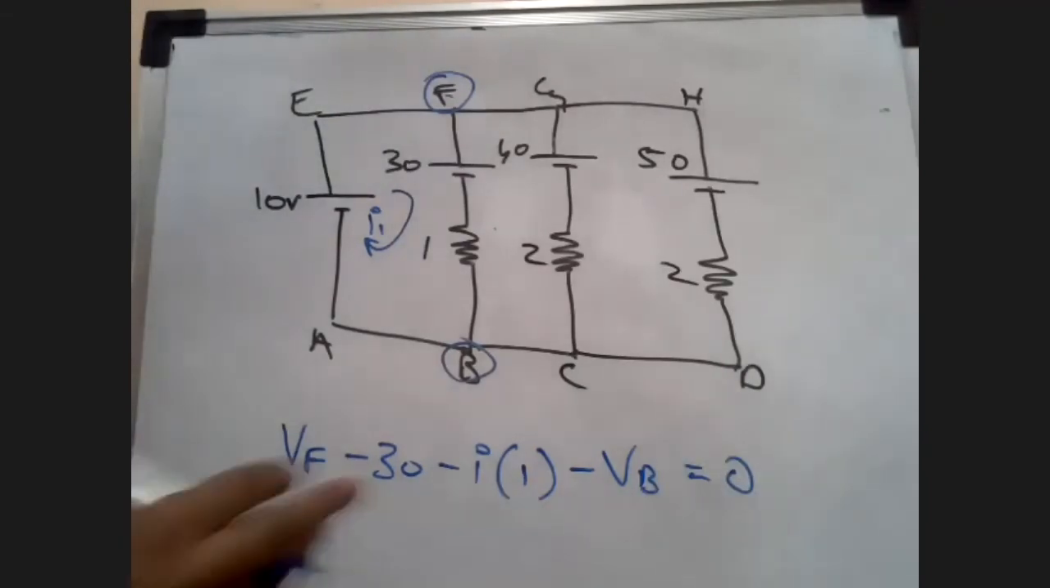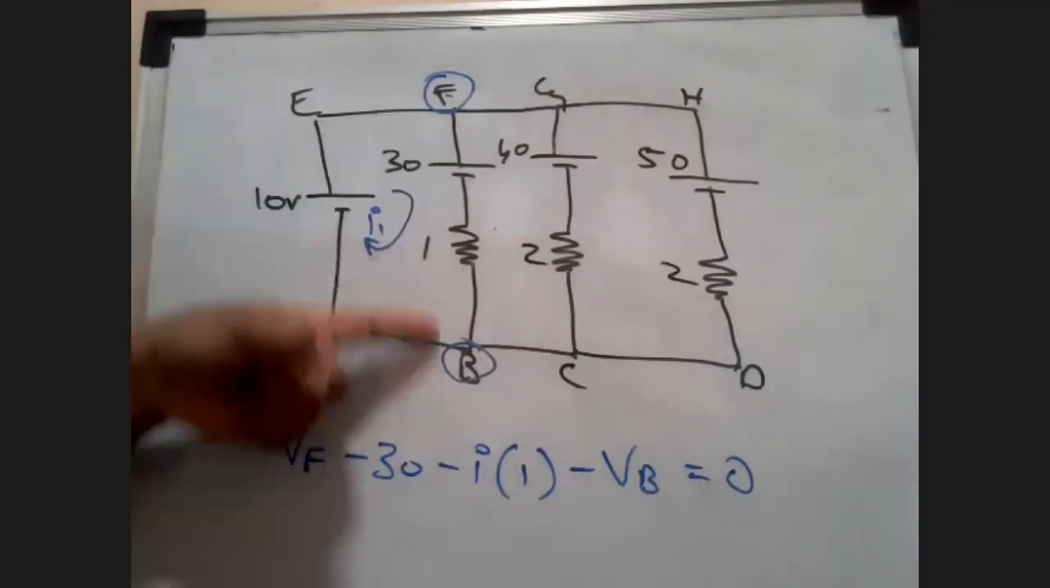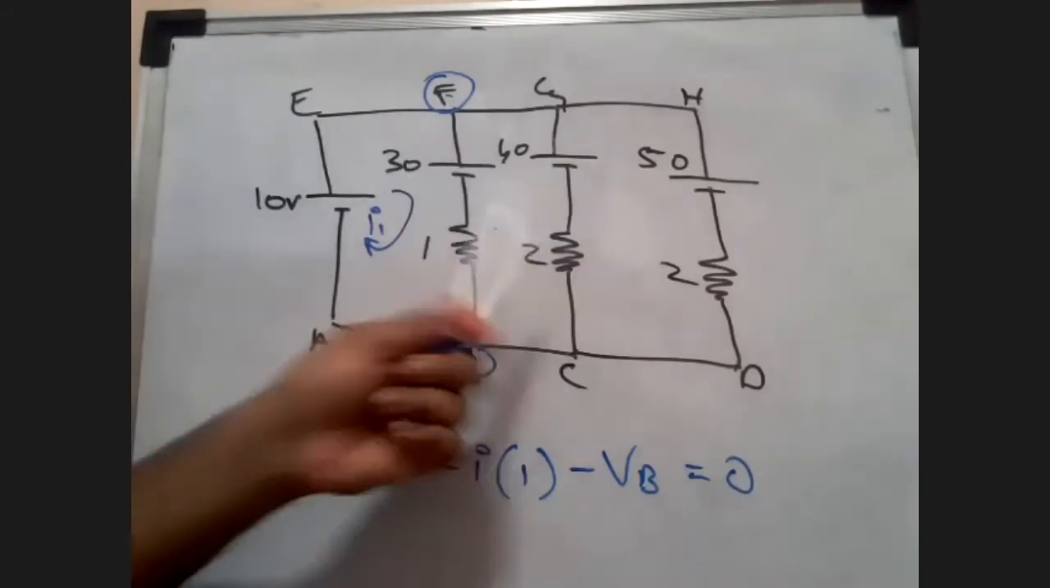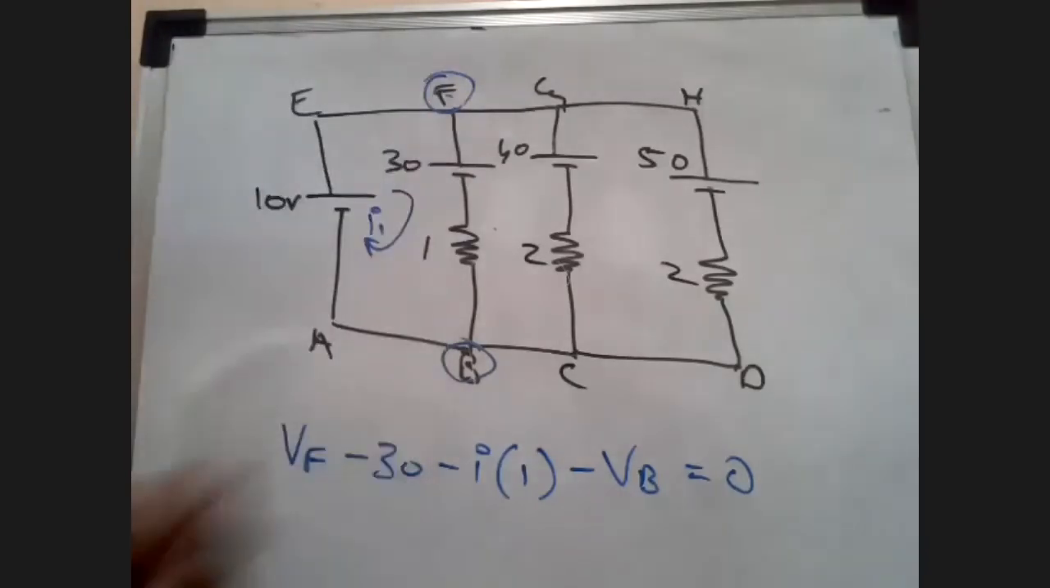Can I say this? At least this? Is this understood? I just applied the expression for this branch over here. But if I have to find this current I, I also have to know what VF is and what VB is. VF minus VB. Can you see in this entire picture what VF minus VB can be equal to? What is the potential difference between VF and VB?